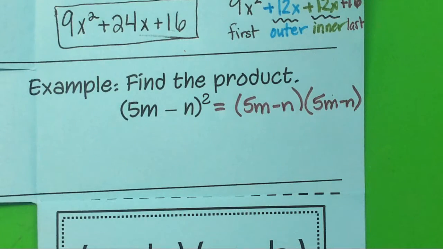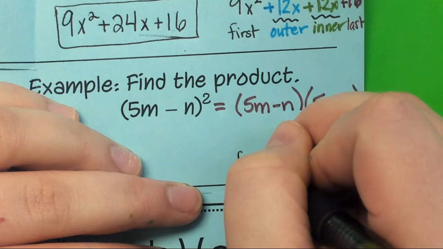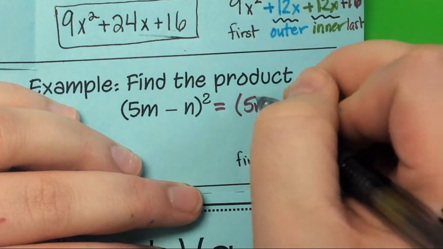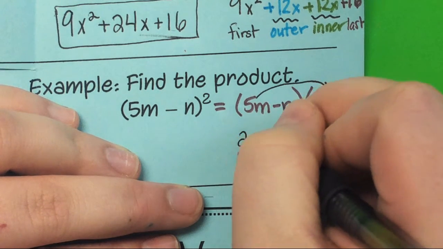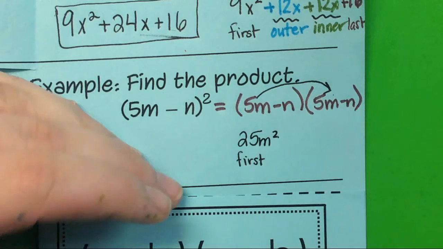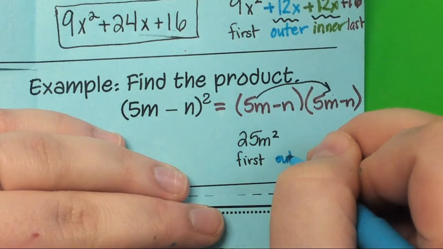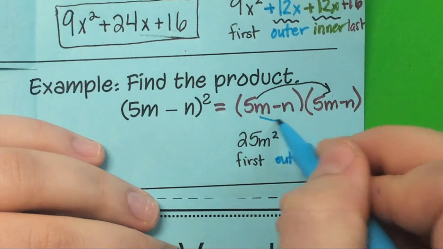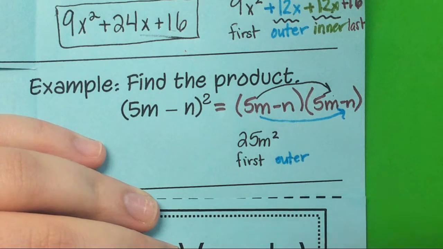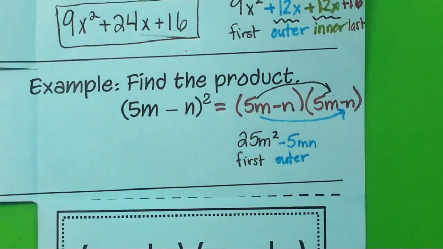Still going to FOIL. So I've got to do the first. 5m and 5m. Ty says 5m times 5m. What will I get? 25m squared. Perfect. So I did the first. Now to do the outer. So what am I going to multiply? 5m and negative n. So what do I end up getting? Negative 5mn.